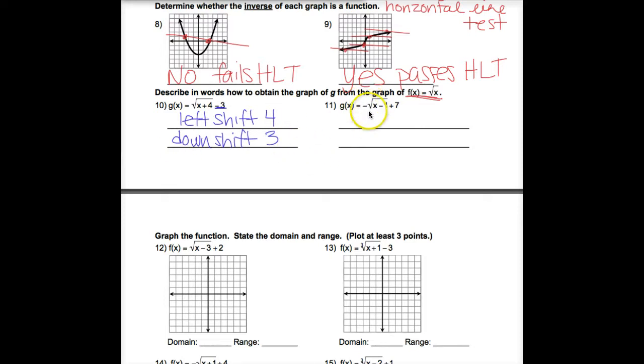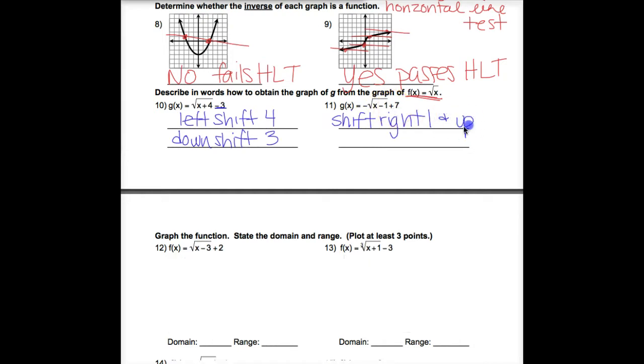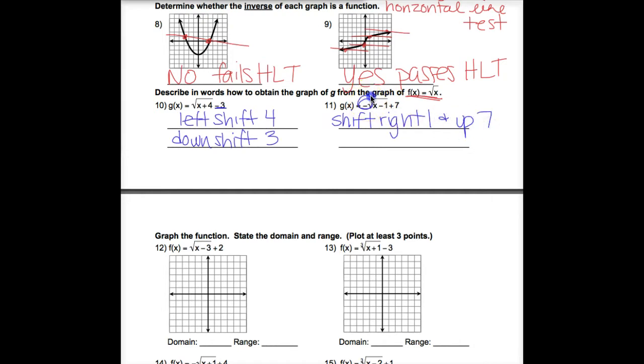This one, I've got a negative in front, so that's going to mean something. I do have shifts here too. Again, change the sign for the inside. This is right 1. Plus 7 means up 7. But don't forget this negative. That negative means that I am going to reflect in the x-axis. I'm going to flip it. It's going to be upside down from what the typical is.